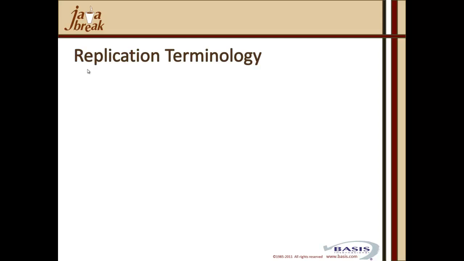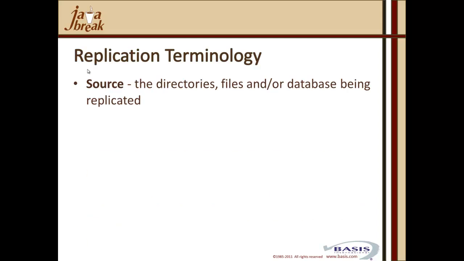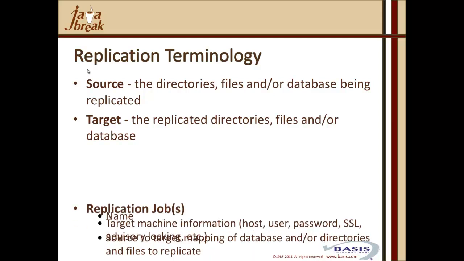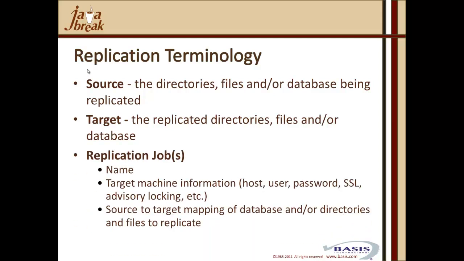Let's talk about some of the replication terminology that you'll come across. Initially, we talk about the source of the data. That's your production server. Those are the directories, the files, and or the database that is being replicated. Your target is the replicated directories, files, and or database on the target side. The replication jobs need to have a name. You can have more than one job running at the same time. You need to give a name to each of those jobs.